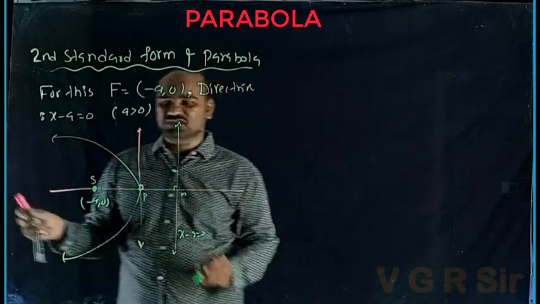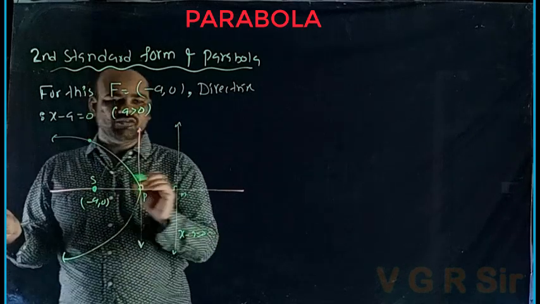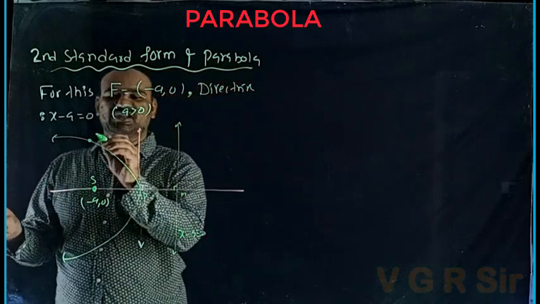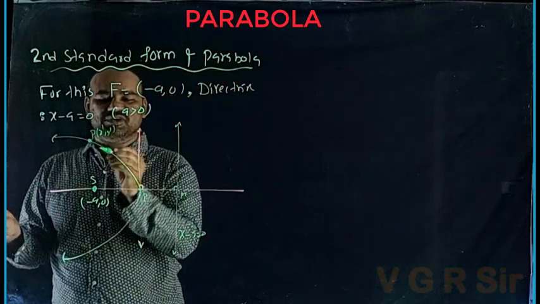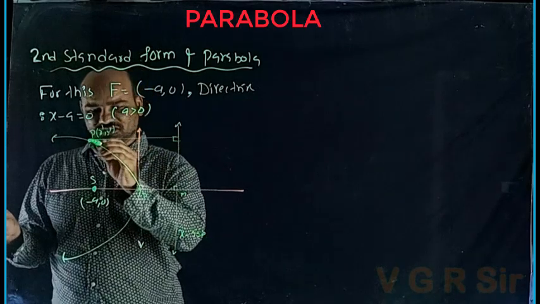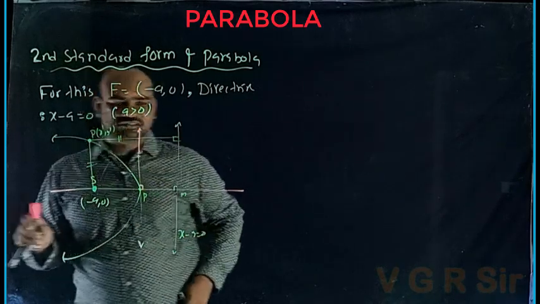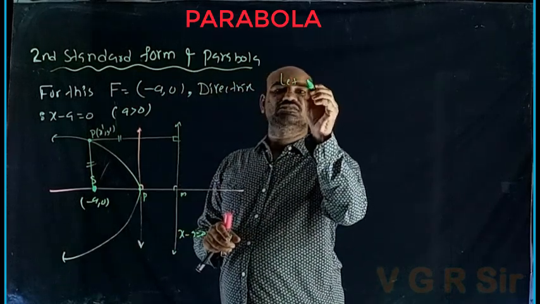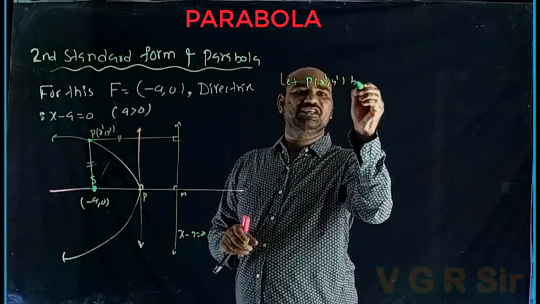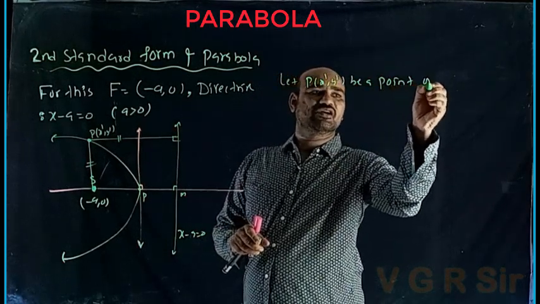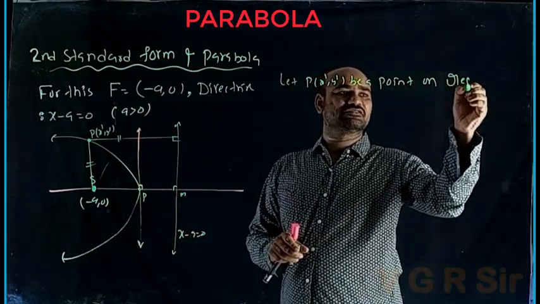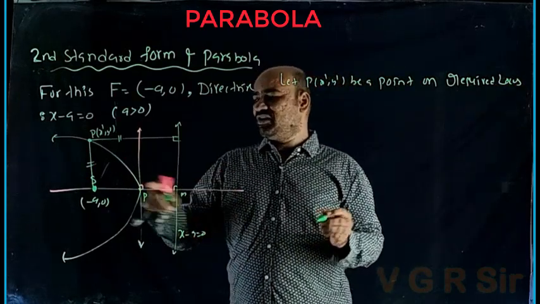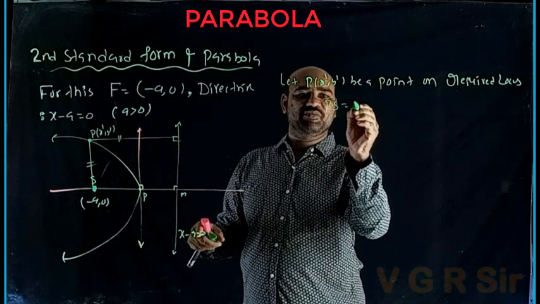Now you want to find its locus equation. Actually no need to find, directly you can write, no? That is y square equal to minus 4ax. Or if you want, I can derive it. Let P(x dash, y dash) be a point on the required locus. So what is that? PS equal to PM.